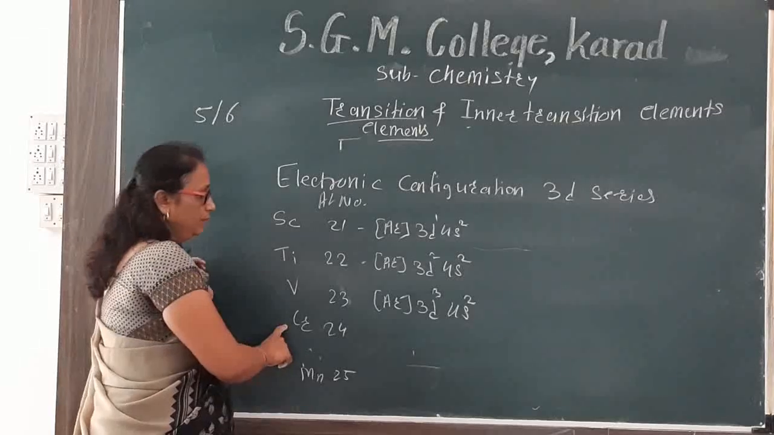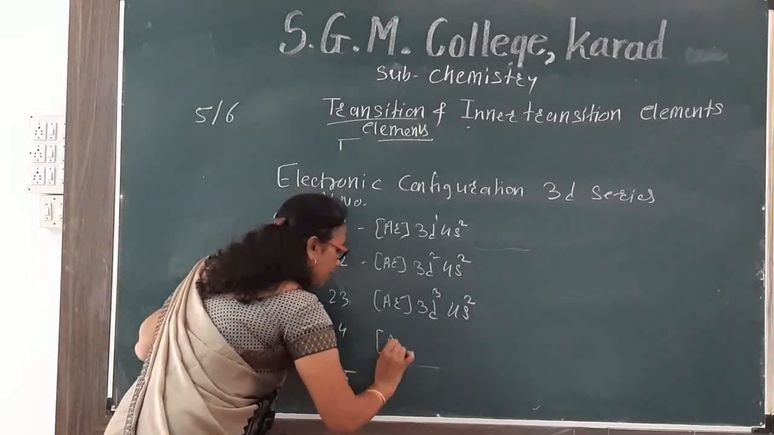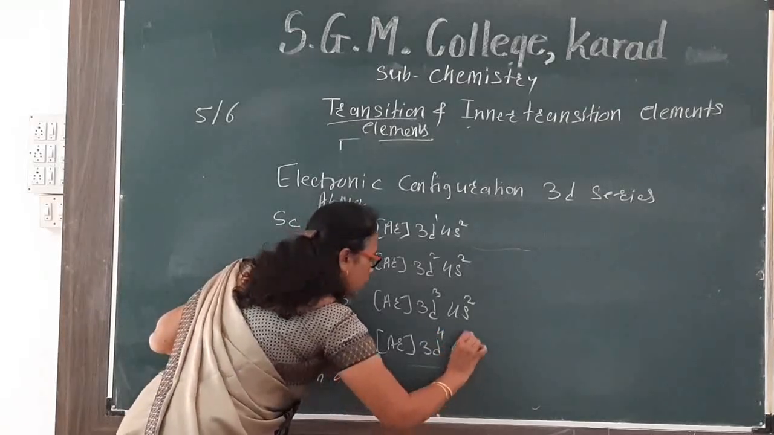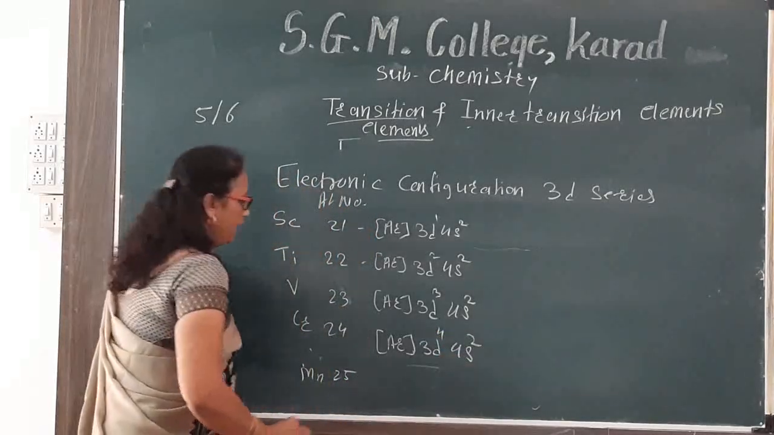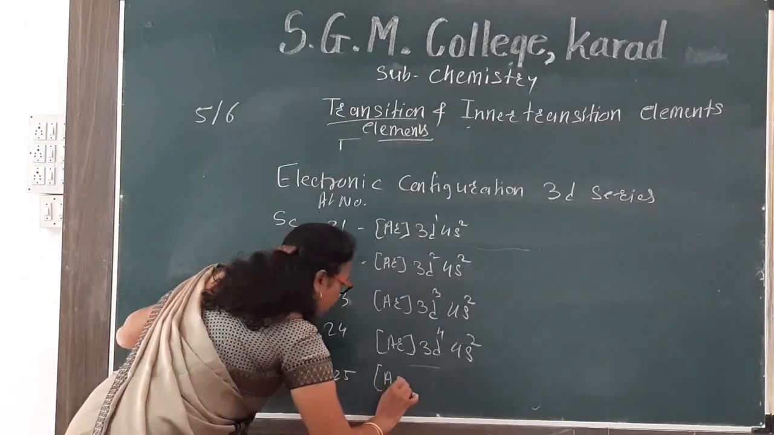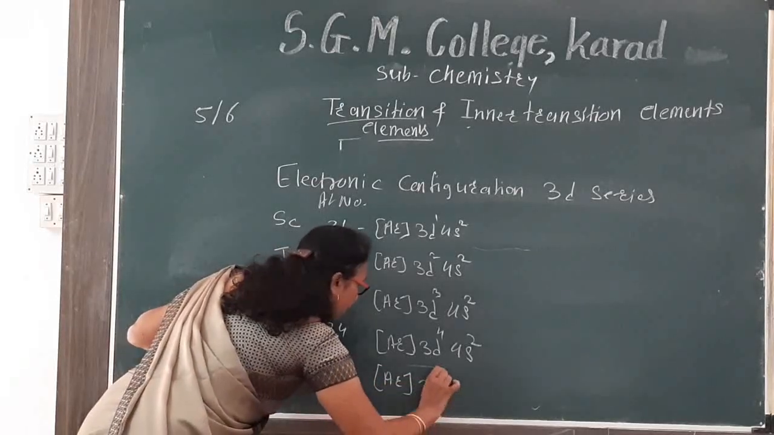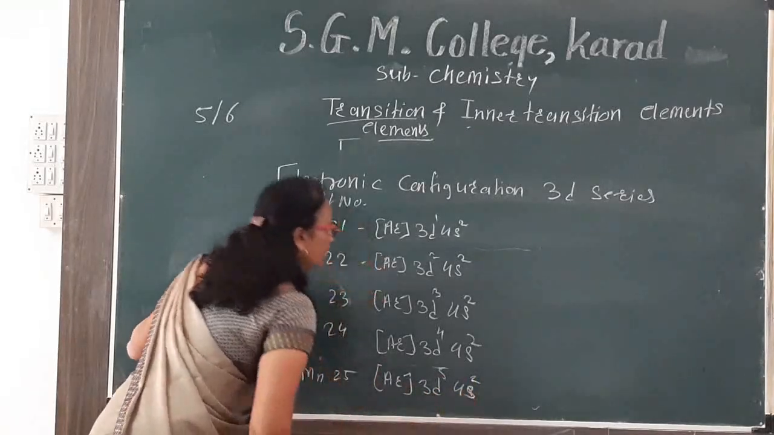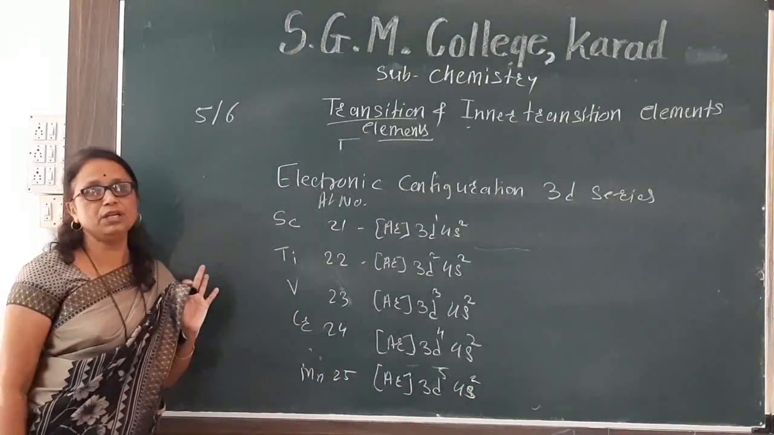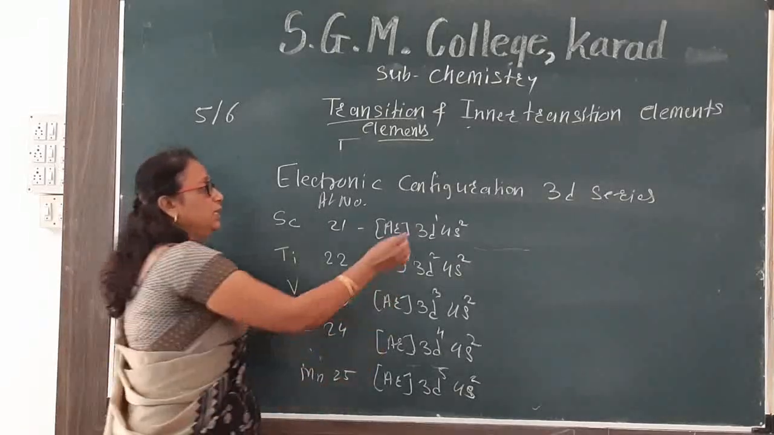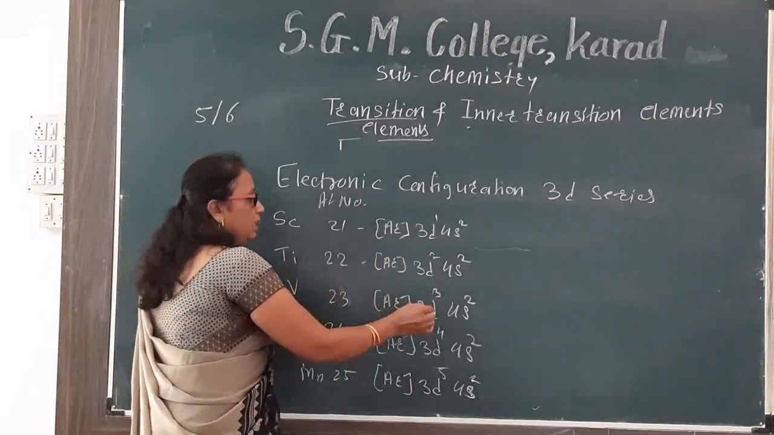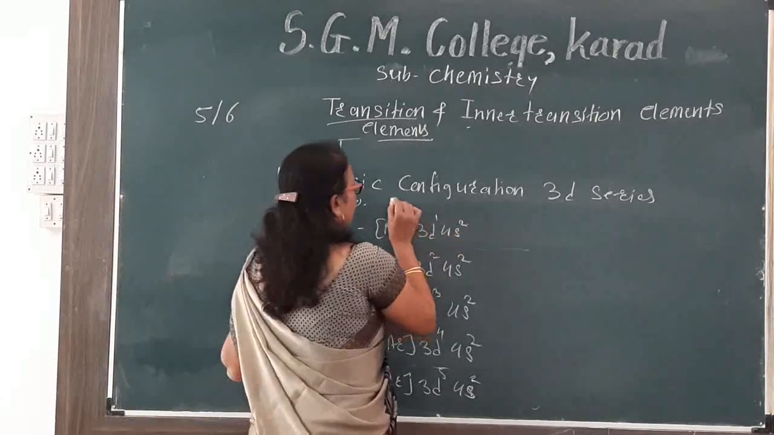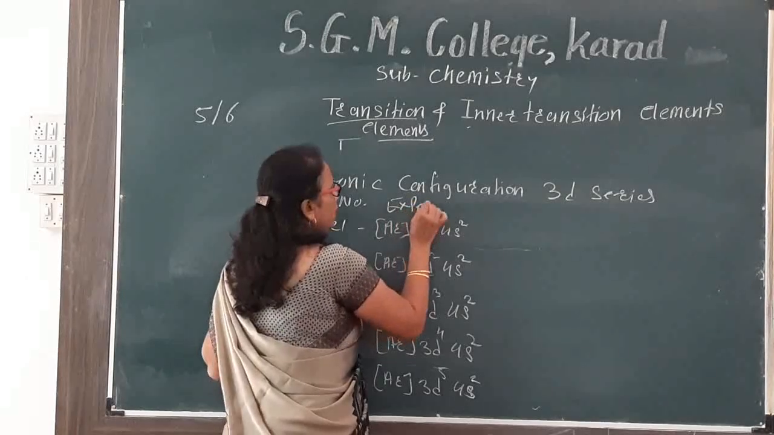Chromium expected is argon 3d4 4s2 and manganese argon 3d5 4s2. These are the expected configurations because the last electron enters the 3d and the 3d orbital is filled step by step. But this is the expected configuration.